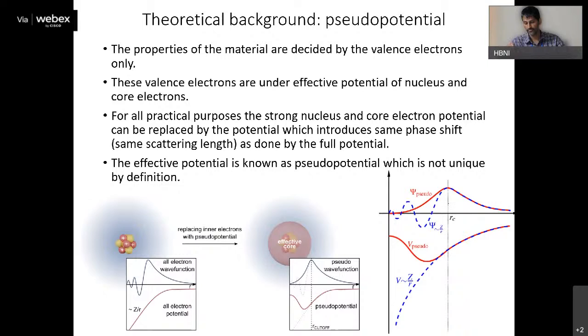So when one does this, it is equivalent to having one potential, and this potential has a similar scattering property as the original. So for all practical purposes, the strong nucleus and core electron potential can be replaced by a potential which introduces the same phase shift, same scattering length as done by the full potential. You are replacing the full potential with an effective potential, and this is known as a pseudopotential. So the pseudopotential is particularly suited for plane wave based calculations.